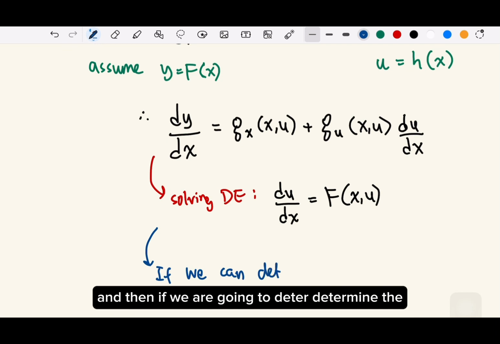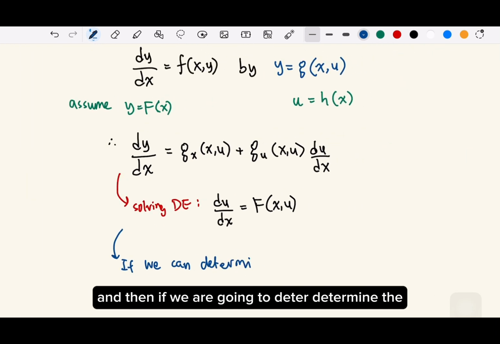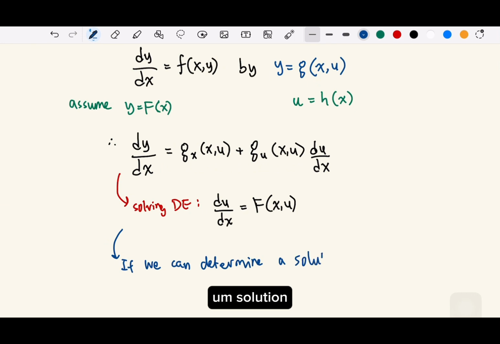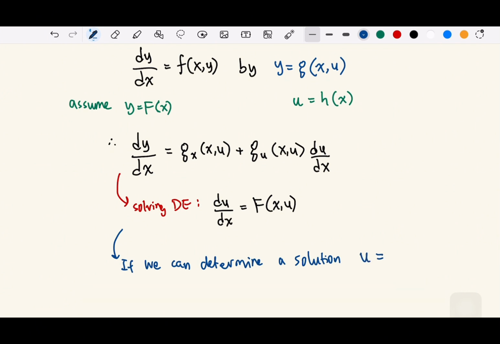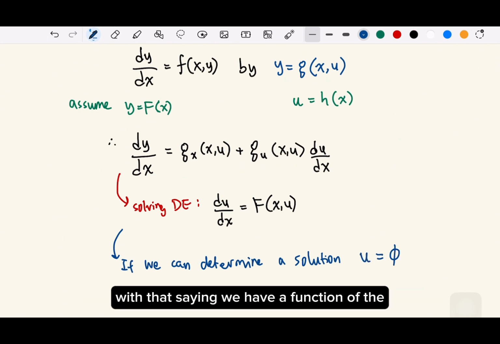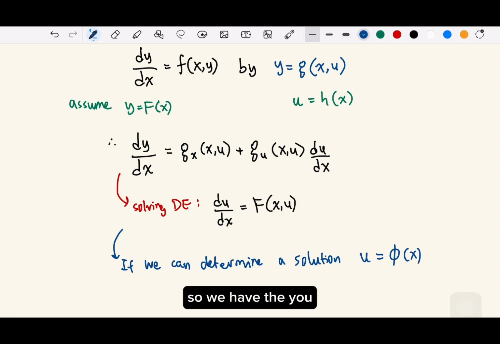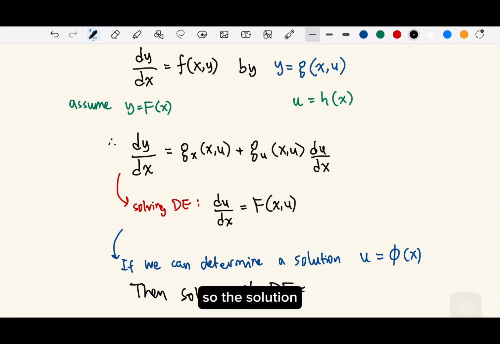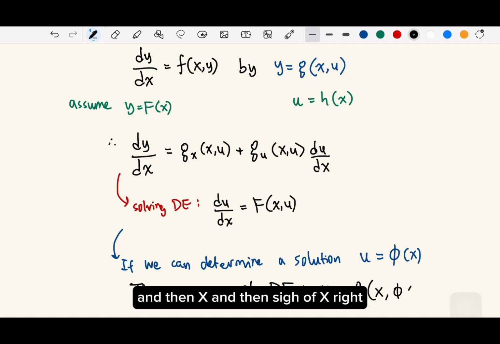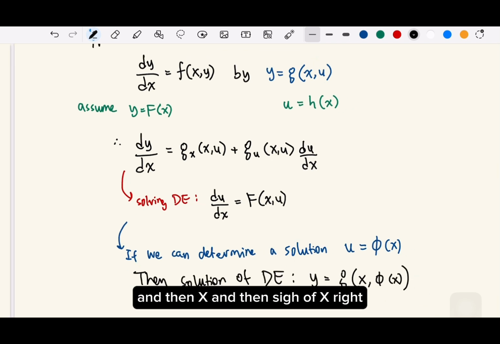And then if we determine the solution, it will be in terms of u, a function of the variable x. At the end we need to revert back to the original equation based on the substitution. So the solution will be y equals the function g of x and psi of x.